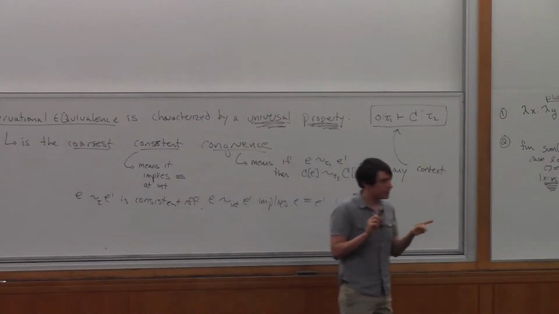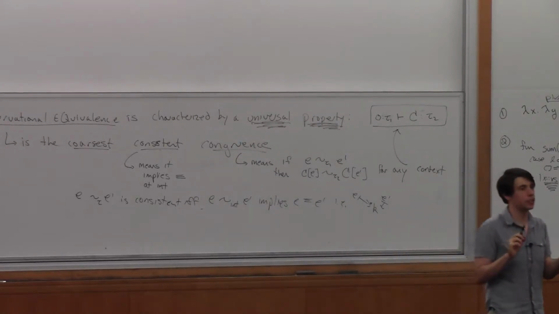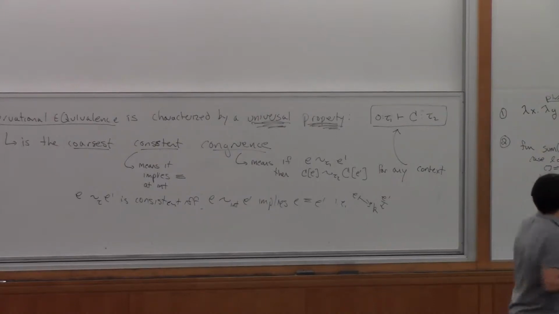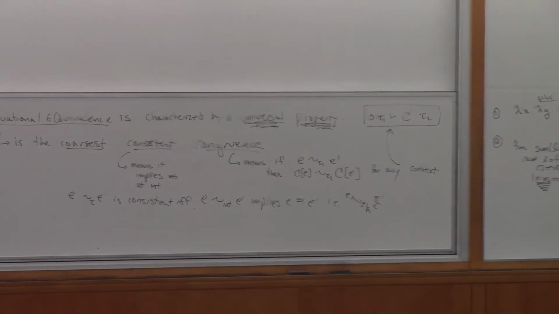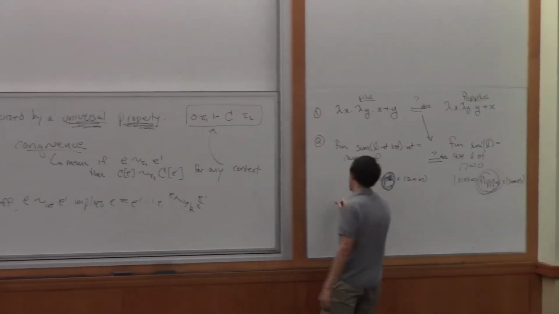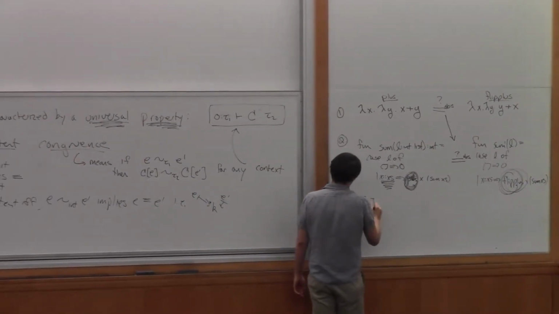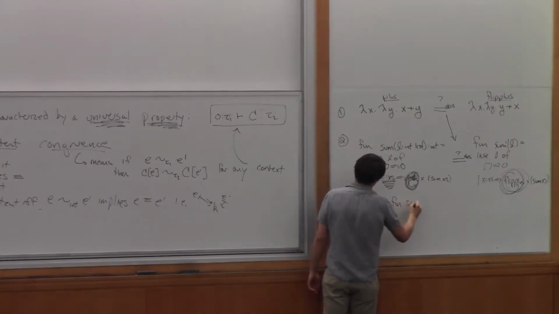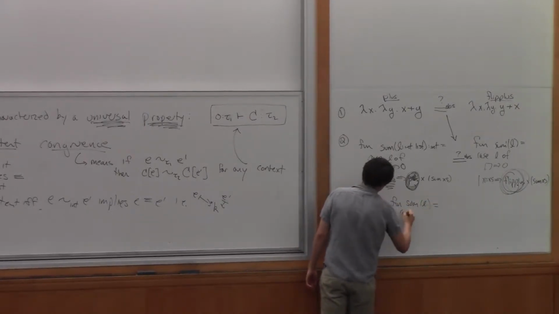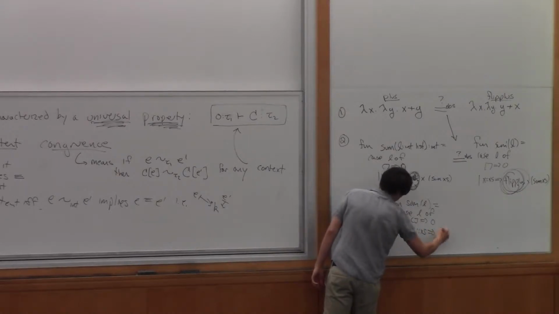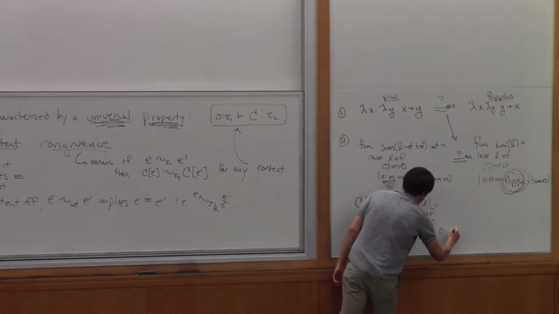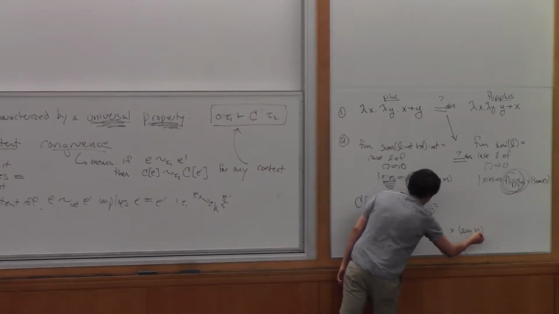Why would it be good if observational equivalence were a congruence? How do we get from this to this? Plugging it in. What's the context? C of the whole is the function sum of L, which is case L of empty goes to 0, or x cons x's goes to the whole applied to x and the recursive call on x's.